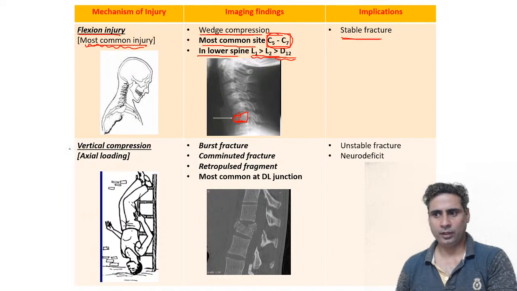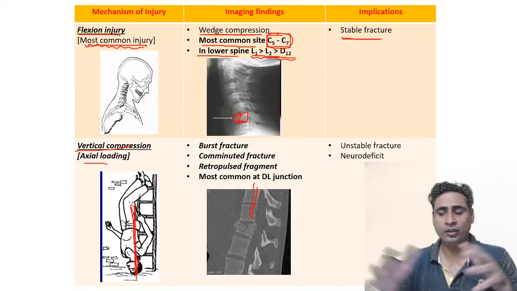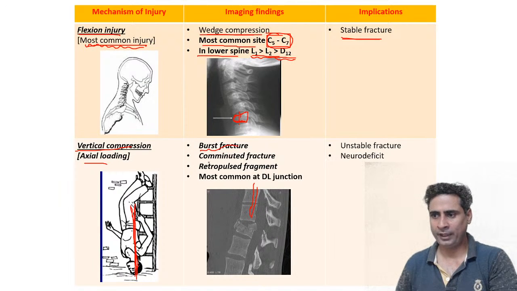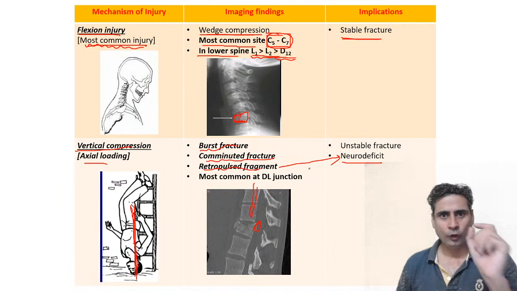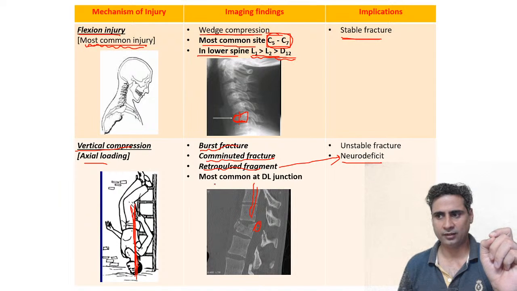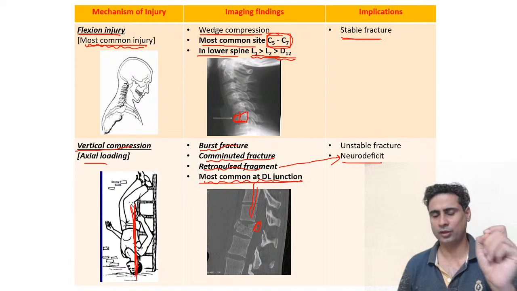The second type of injury is vertical compression, axial loading, like falling on the head without any flexion or extension. Without any flexion or extension, there is axial loading leading to bursting of the vertebra, a burst fracture. So there are many comminuted fragments, and some of them can go into the spinal canal, causing neurological deficit. This retropulsed fragment going into the spinal canal can cause neuro deficit. And the most common area where this vertical compression type of burst fracture is seen is the dorso-lumbar junction.